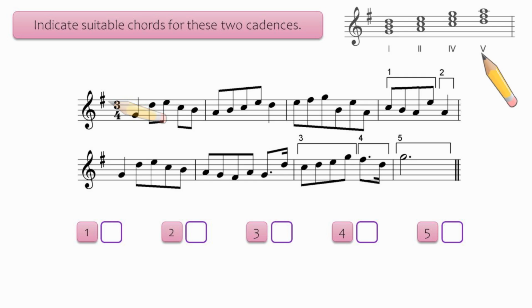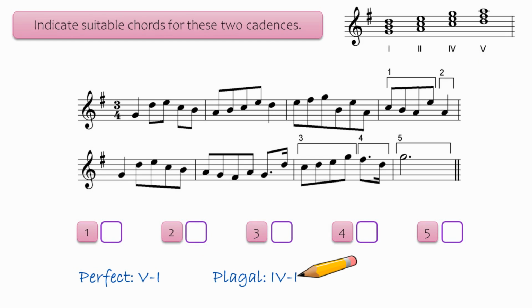On your scrap paper, make a note of the tonic, supertonic, subdominant and dominant triads in this key, and remind yourself again which chords make up the three main cadences. Perfect is 5-1, plagal is 4-1, and imperfect ends on chord 5. Chords 1 and 2 make up the first cadence. Start by looking at chord 2, because this is the chord that the cadence ends on, and it can only ever be chord 1 or chord 5.